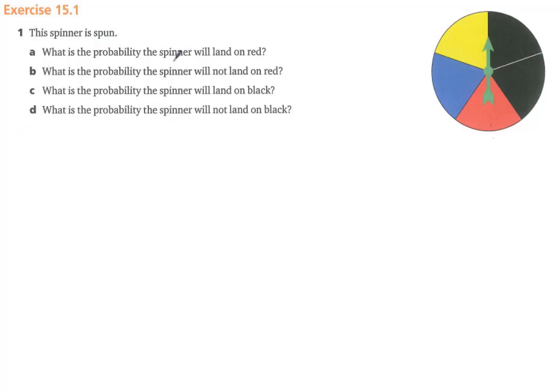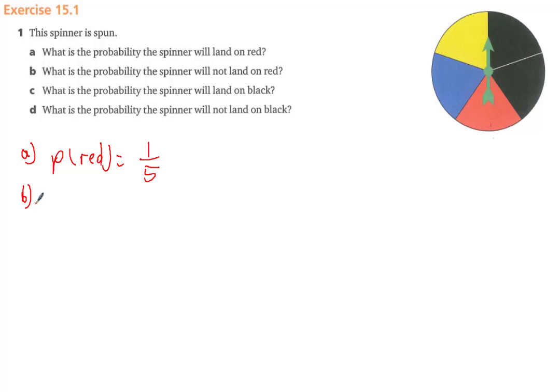The spinner is spun, this one, which has two black parts, one red, one blue, one yellow part. All of them have equal area. What is the probability the spinner will land on red? All right, the probability that it's red will be 1 out of 5. There is one red out of 5.